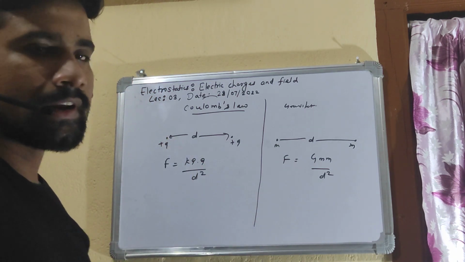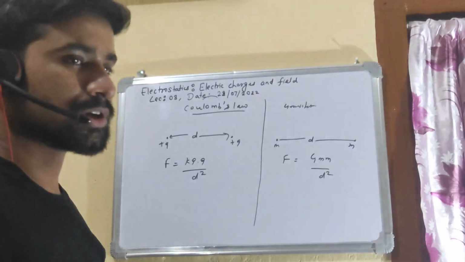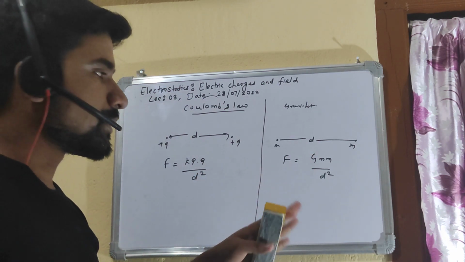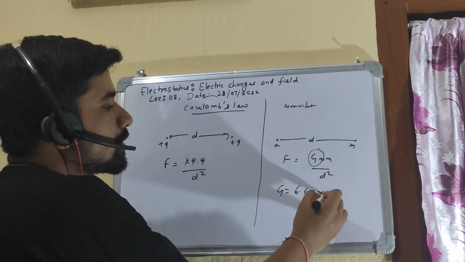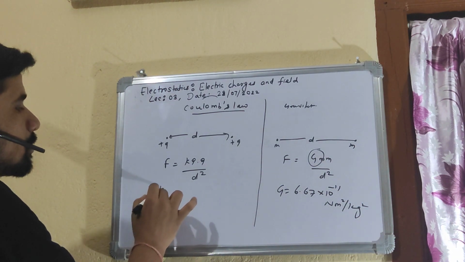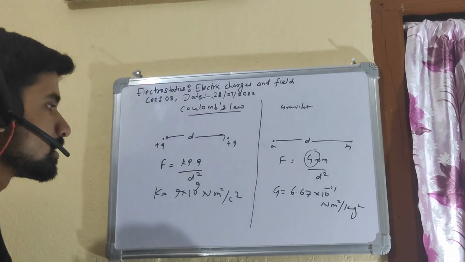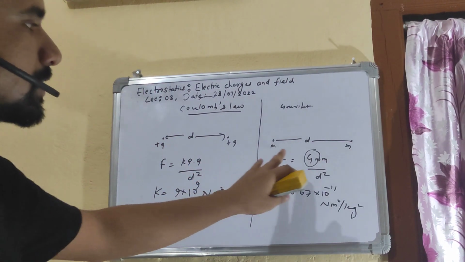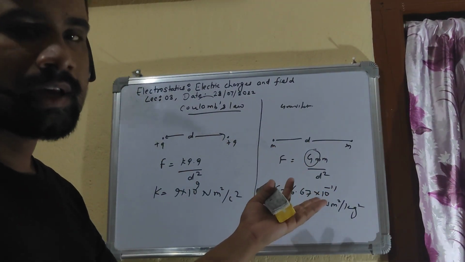But in day-to-day life you also experience that gravitational force is a weak force between two bodies, because the comparison of masses and charges is different. The value of the gravitational constant is 6.67 times 10 to the power minus 11 Newton meter square per kg square, and the value of Coulomb's constant is 9 times 10 to the power 9 Newton meter square per Coulomb square. So even if I consider unit charges and unit masses, the magnitude of electrostatic force will be much higher than the magnitude of gravitational force.